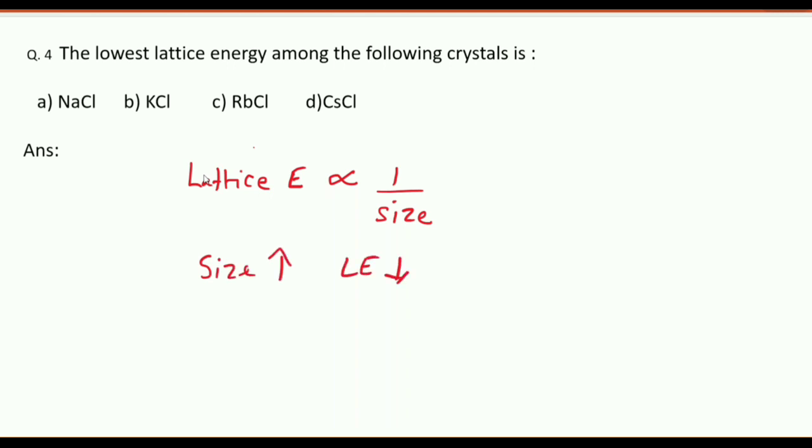So what is the question? The lowest lattice energy among the following. Among sodium, potassium, rubidium and cesium, which has the larger size? Cesium is larger in size. So which will have lower lattice energy? Cesium will have lower lattice energy. So the answer will be cesium chloride.